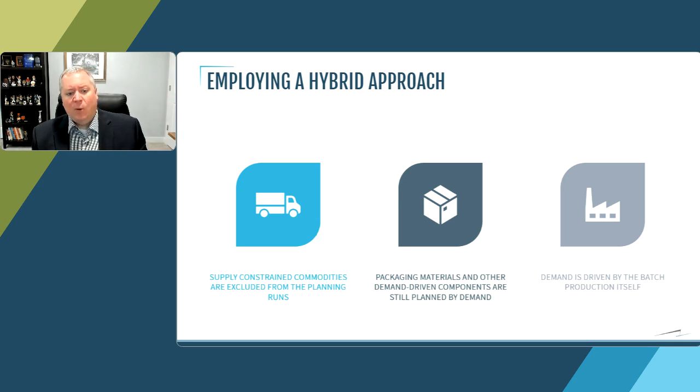facilitated for us. However, we can set up our items like our packaging materials and anything else that's demand driven to still be planned by demand. So we can still have these planned purchase orders being generated for our packaging materials or anything else that might happen to be a demand driven component. And that demand can be driven by the batch production itself. So if we're using supply constrained commodities and we just have batch orders that are going through the system at a regular pace, we don't necessarily need to create any other kind of demand for that. That batch production process is our demand signal that we do need to purchase those additional packaging materials.